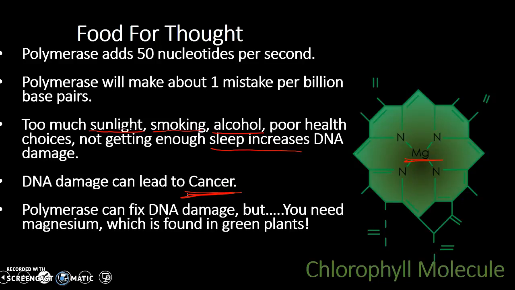So where do we get magnesium from? Magnesium is found in chlorophyll, and chlorophyll is in green plants. So this is one of the reasons why people always say, eat your fruits and vegetables. I know they say that to lots of young children, but there's an actual reason behind this. Chlorophyll has the magnesium your body needs to make polymerase. And again, without that polymerase, you won't be able to fix DNA damage, and that could eventually lead to cancers or mutations.